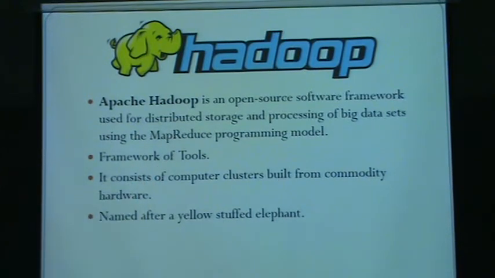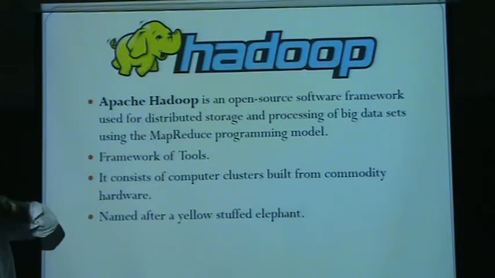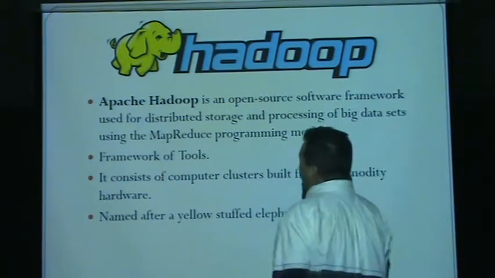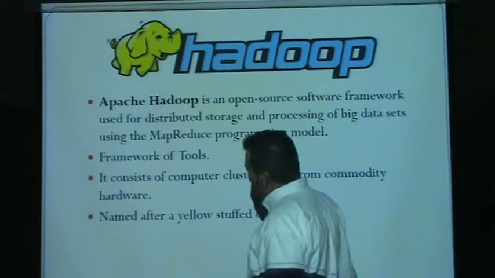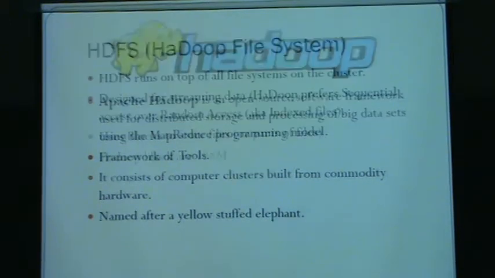I'll just go over that kind of briefly. So it's a framework of tools that consists of computer clusters built on commodity hardware. And the name doesn't actually have any meaning at all. There's some stuffed animal they used to sell, which was called Hadoop, and that's who it was named after. So the logo is this yellow elephant. When you go to download this for free, you'll see that logo.